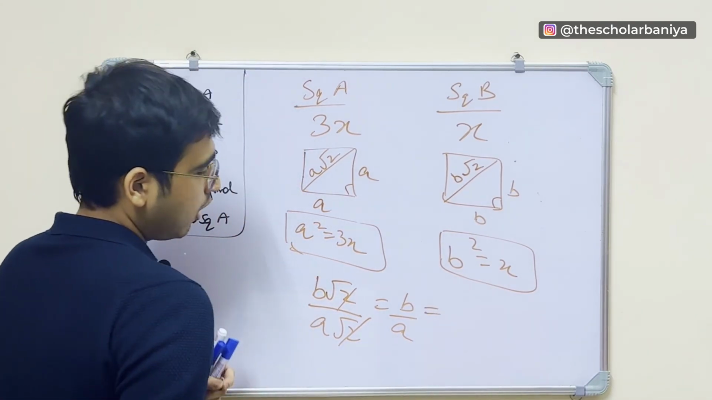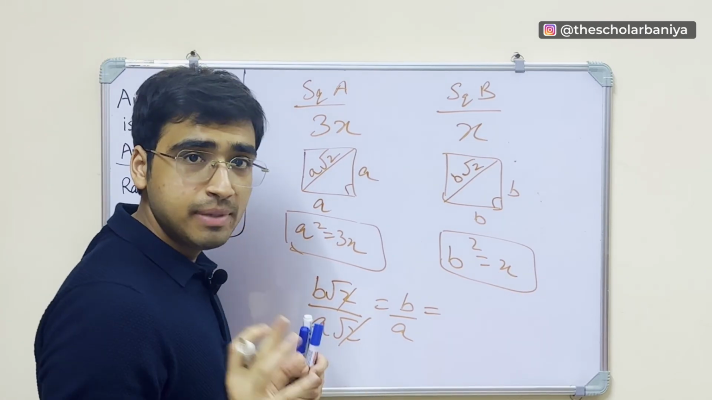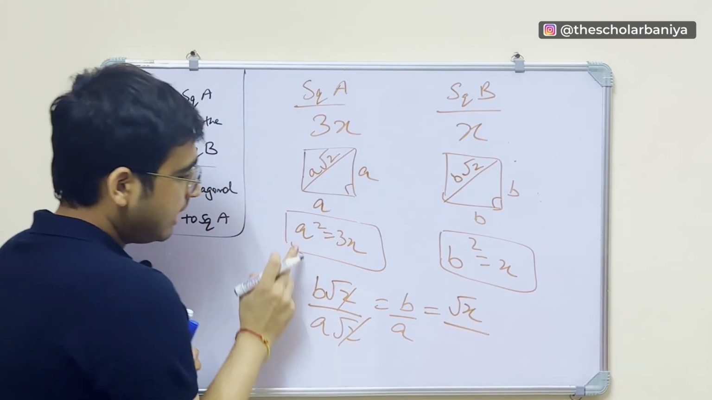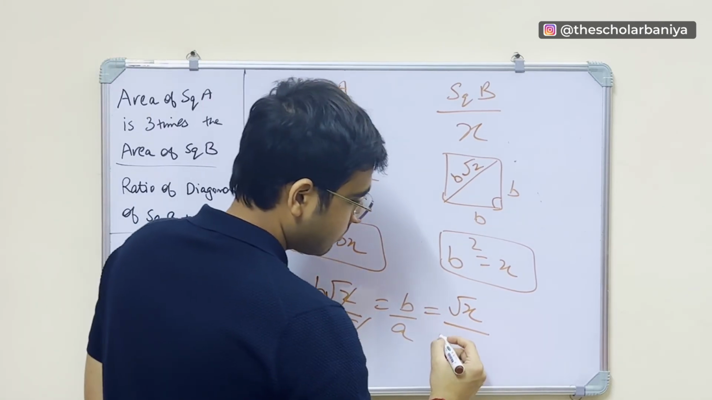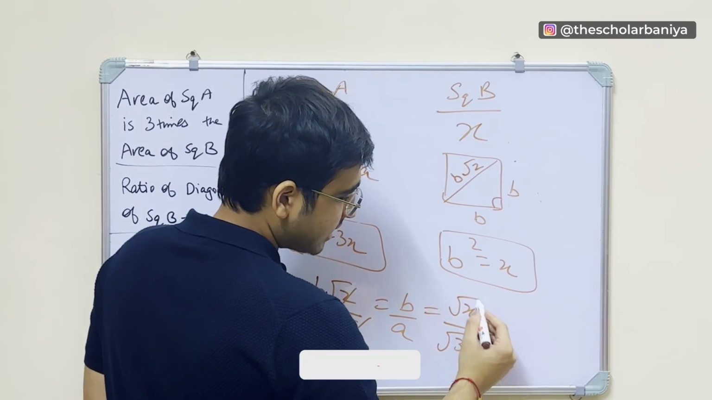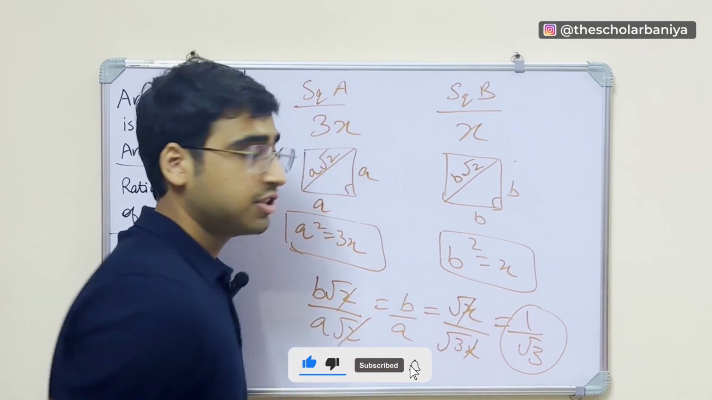Okay, now tell me one thing, what is b? b square is x. So what will b be? b is root x, right? a square is 3x. So what is a? a is root of 3x. Root of 3x, right? So root x cancels. This comes out to be 1 upon root 3. So this is the final answer.